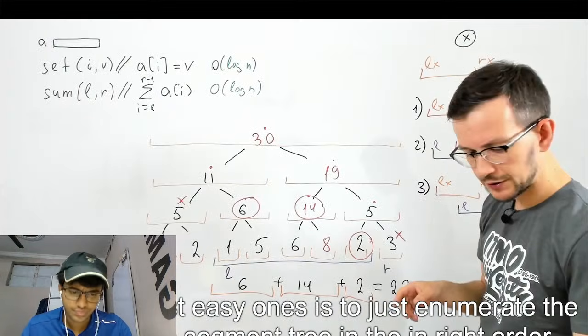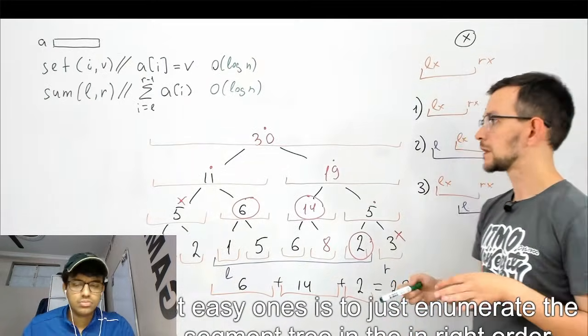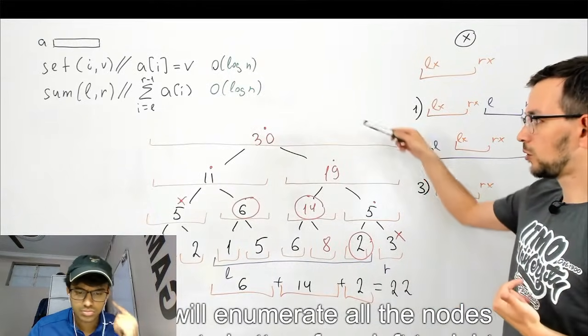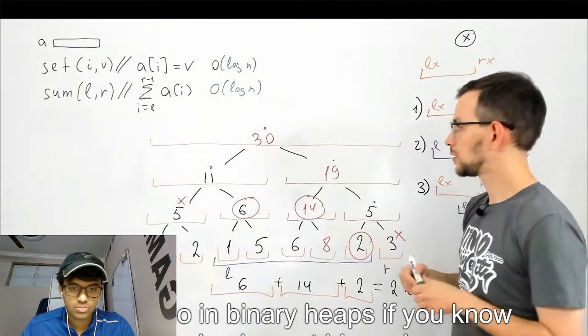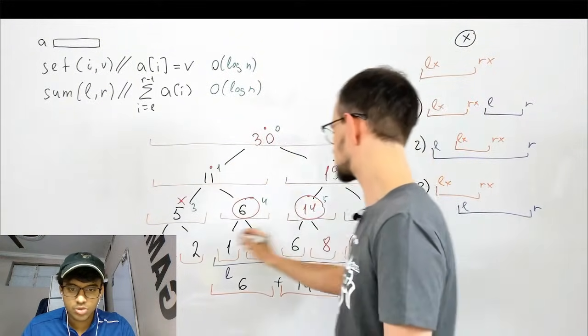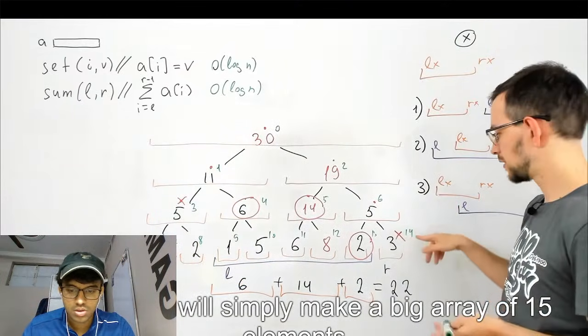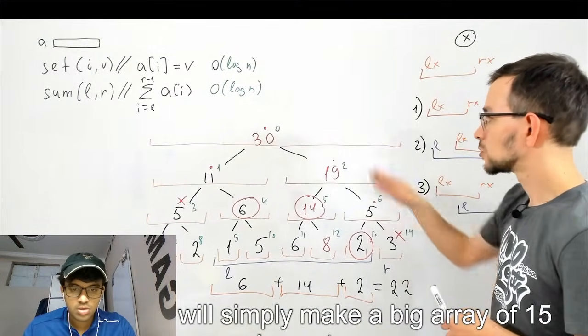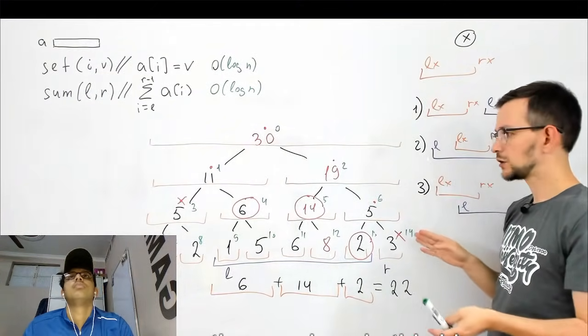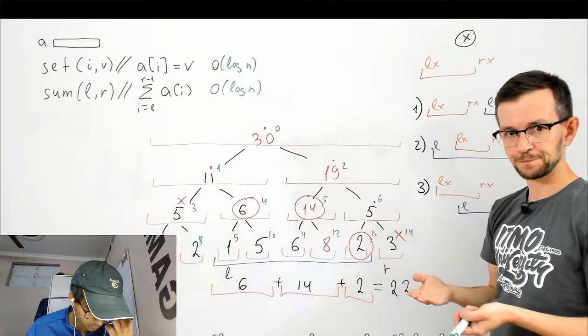Are the nodes of the segment tree in the right order? We will enumerate all the nodes from top to bottom, from left to right: index 0, then 1, 2, up to 14. An array of 15 elements from 0. So we make one big array of 15 elements and just store these values in this big array.